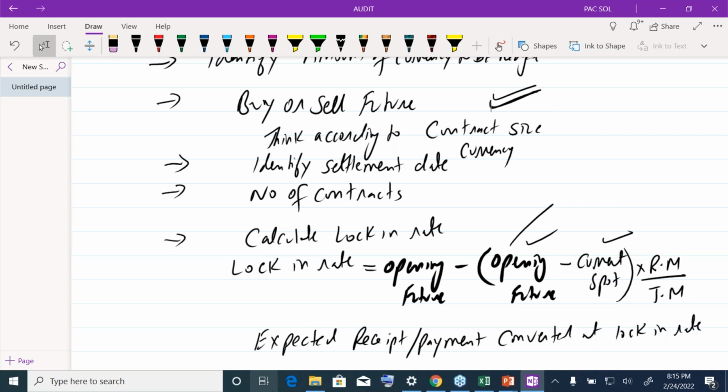One of the questions is, in some questions there are no spot rates. The examiner has never tested any question where a spot rate is not given. I have written the current spot, not the closing spot. Don't worry, you will not be confused today. I will end the confusion.